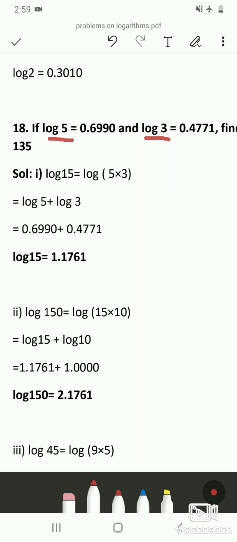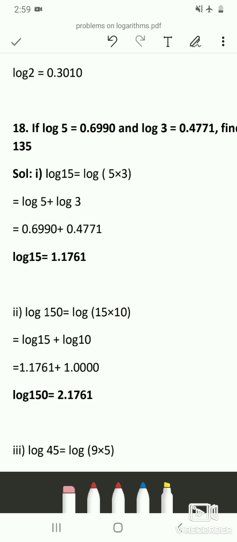And log 15 is rewritten as log of 5 into 3, and using the first law this can be written as log of 5 plus log of 3. We know the log of 5 and log of 3 values, so add it. Therefore log 15 is equal to 1.1761.